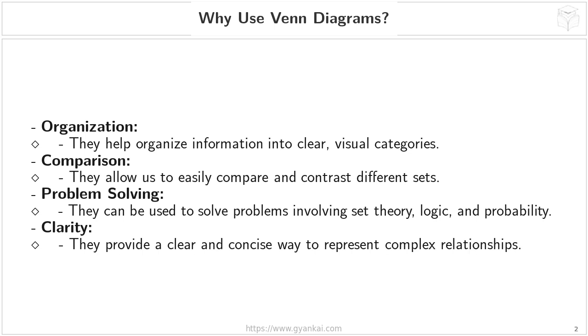Finally, clarity. Ultimately, Venn diagrams provide a clear and concise way to represent complex relationships. Sometimes, trying to explain relationships with just words can be confusing. A well-constructed Venn diagram cuts through the confusion and presents the information in a way that's easy to understand at a glance. So keep these benefits in mind as we move forward. In the next slide, we'll start diving into the basic components that make up a Venn diagram, like the universal set and the elements within each set.